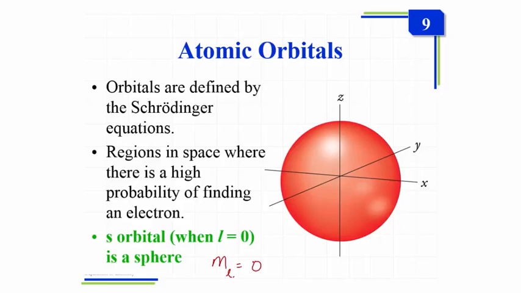So if you were dealing with the 1s subshell, you would have an orbital that looks like this, that would be a certain distance away from the nucleus. You could also have a 2s subshell, and you would have an orbital that looks like this, only it would be larger, further away from the nucleus.